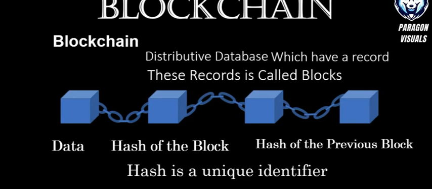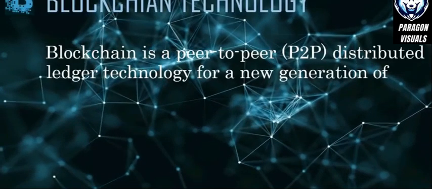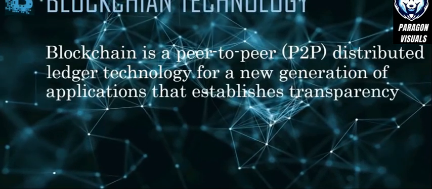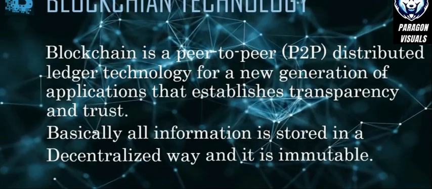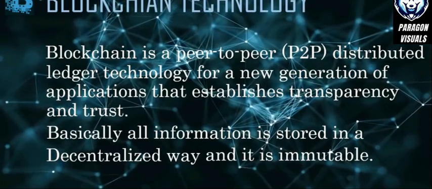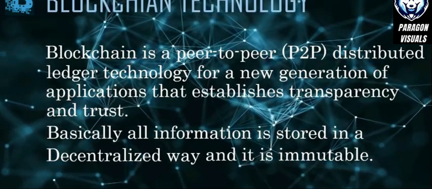Blockchain is peer-to-peer distributed ledger technology for a new generation of applications that establish transparency and trust. Basically, all information is stored in a decentralized way and it is immutable. But the question still arises, how can we use it? In fact, we know one of the most famous use cases for blockchain, which is cryptocurrency. But where else can we use it? Now, one of the best use cases for blockchain is healthcare.